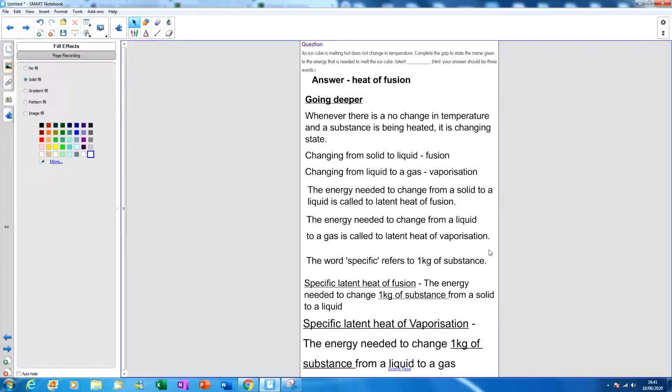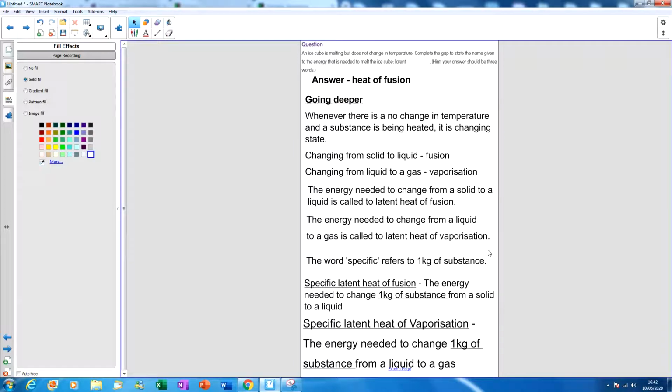And the word latent really means hidden. And it's hidden because there's no change of temperature when you're heating these things to make the state change happen. State changes happen at constant temperature. So fusion means solid to a liquid or vice versa. Vaporization means liquid to a gas or vice versa.